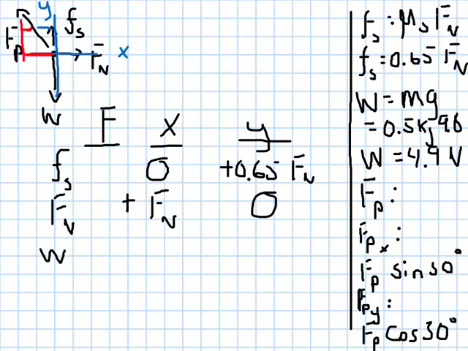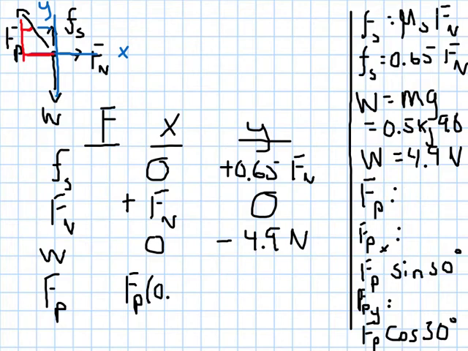The weight does not act in the x direction, but acts in the y direction, and it's a negative 4.9 newtons. And then finally, this force of the push, which is going to equal, in the x direction, we have the overall force of the push times the sine of 30 degrees. The sine of 30 degrees is 0.5. So this is the overall force of the push times 0.5 for the sine of 30 degrees.